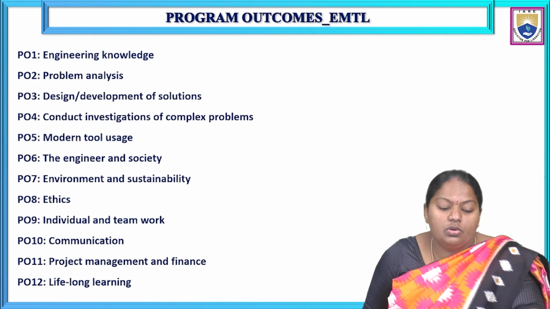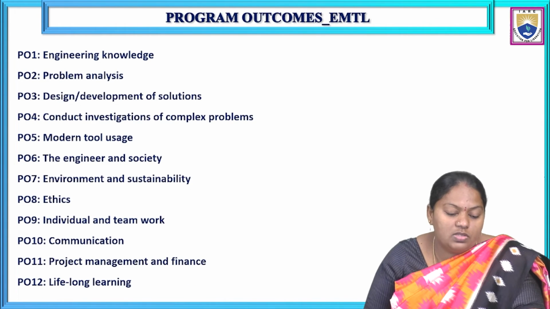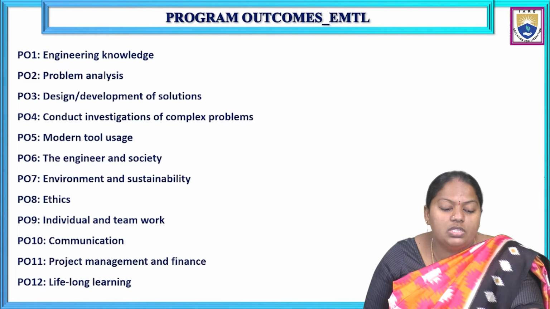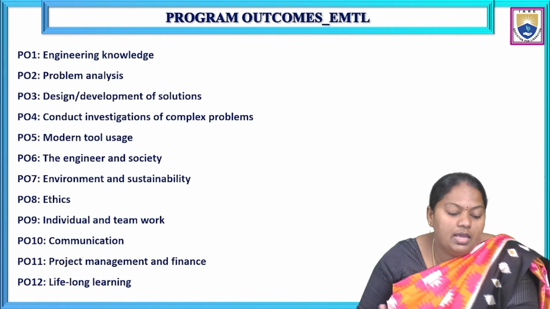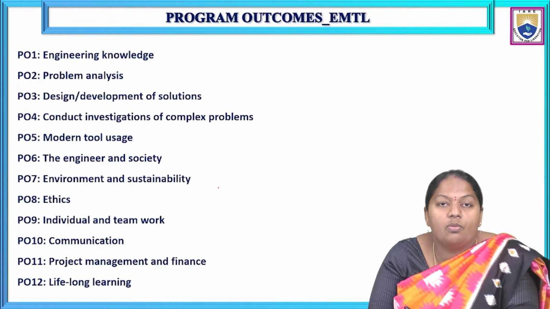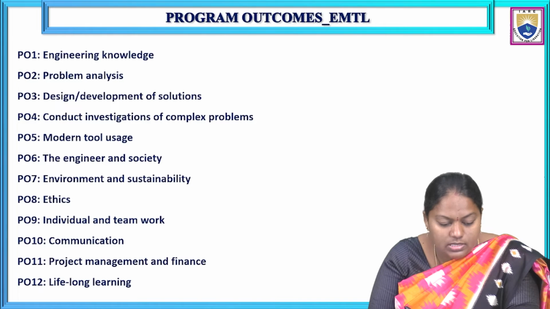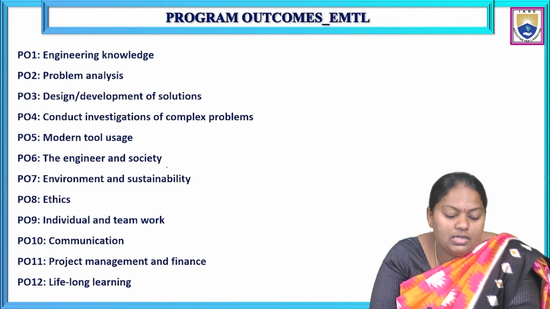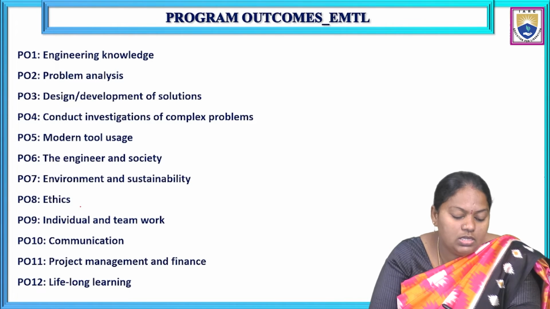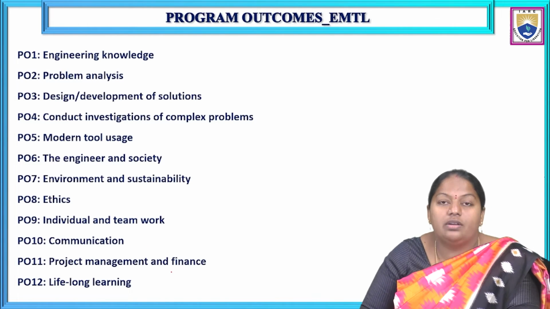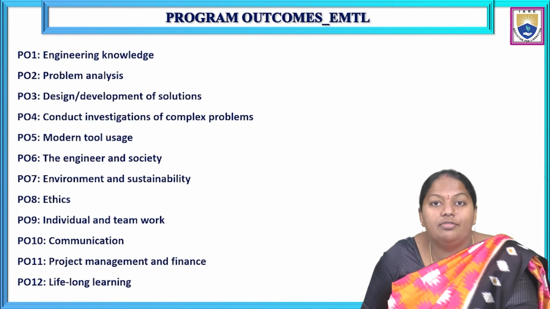Next is program outcomes. There are 12 program outcomes. PO1 is engineering knowledge, PO2 is problem analysis, PO3 is design or development of solutions, PO4 is conduct investigations of complex problems, PO5 is modern tool usage, the engineer and society is PO6, environment and sustainability is PO7, ethics is PO8, in PO9 individual and teamwork, in PO10 communication, PO11 is project management and finance, and PO12 is lifelong learning.